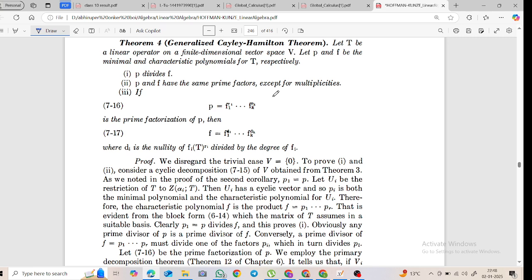If P is F1 to the power R1 and so on, and this is the prime factorization of P, then F equals F1 to the power D1 through Fk to the power Dk, where Di is the nullity of Fi of T to the power Ri, divided by the degree of Fi.